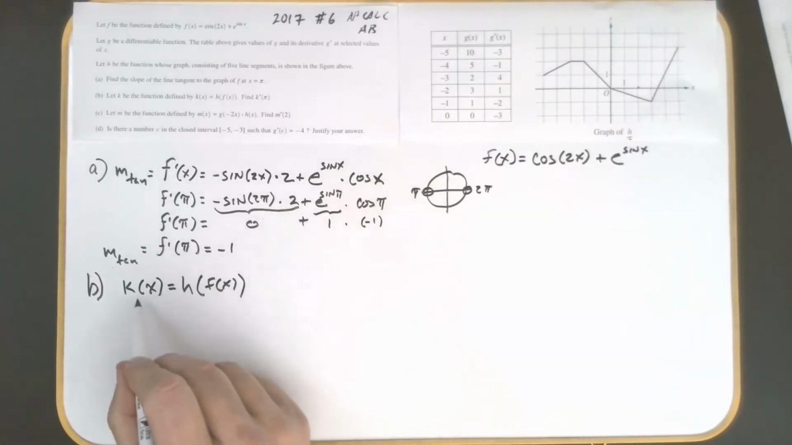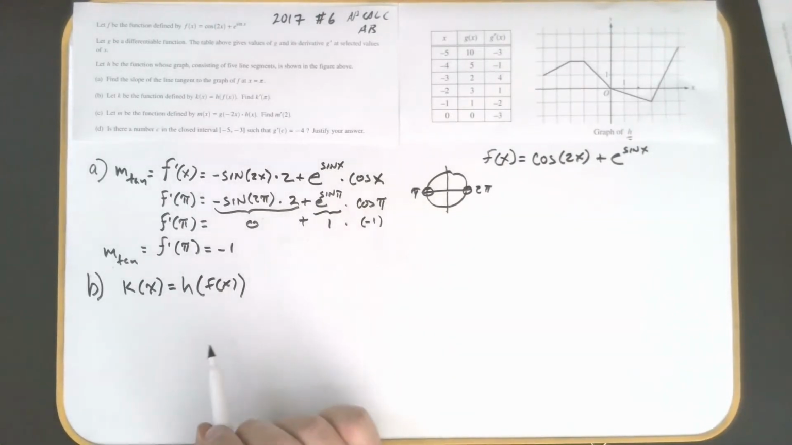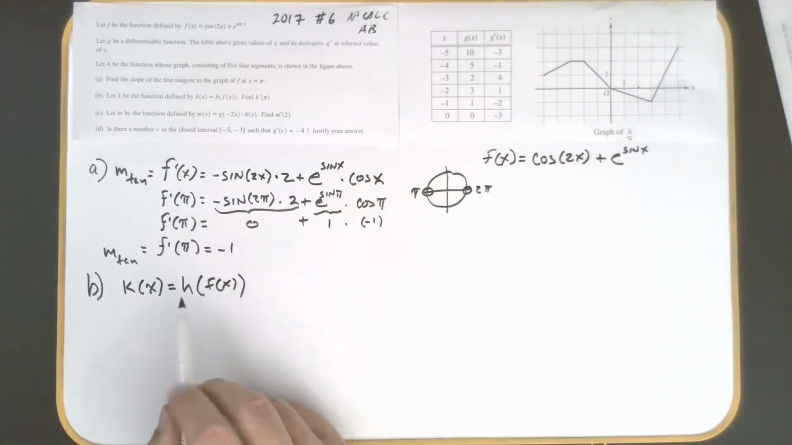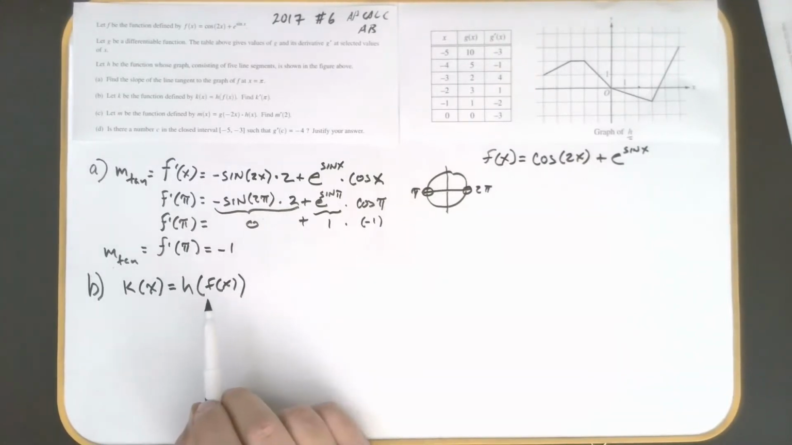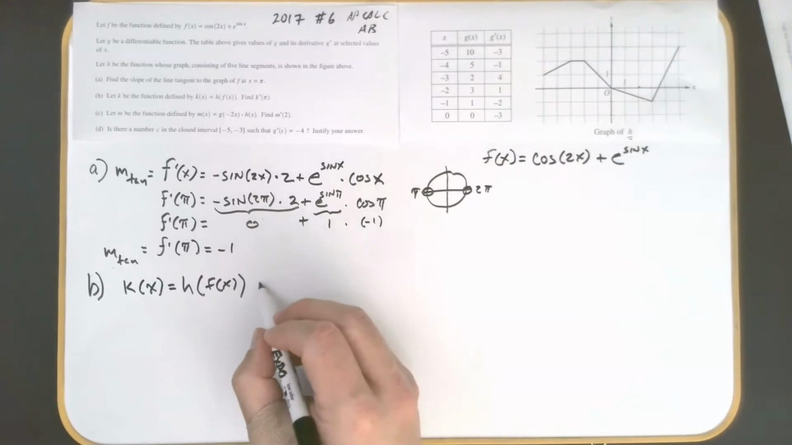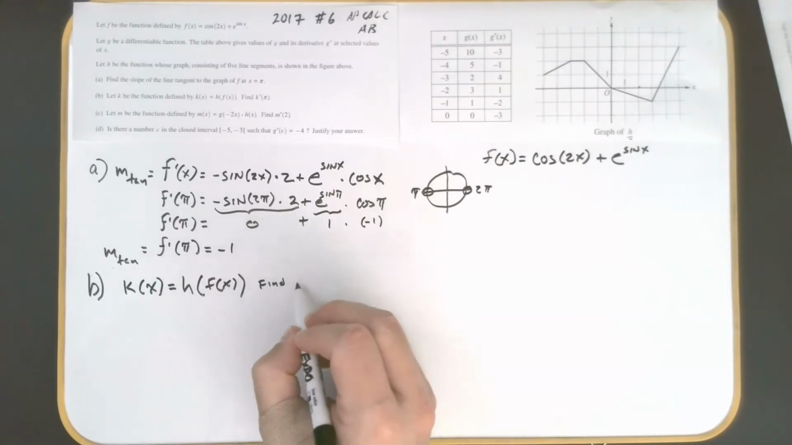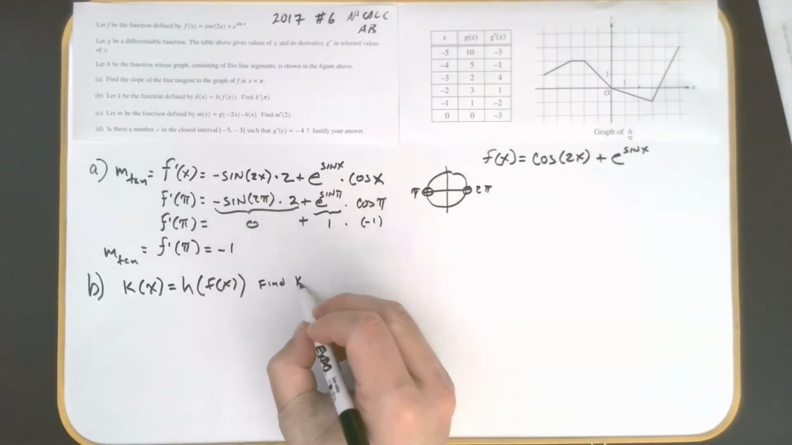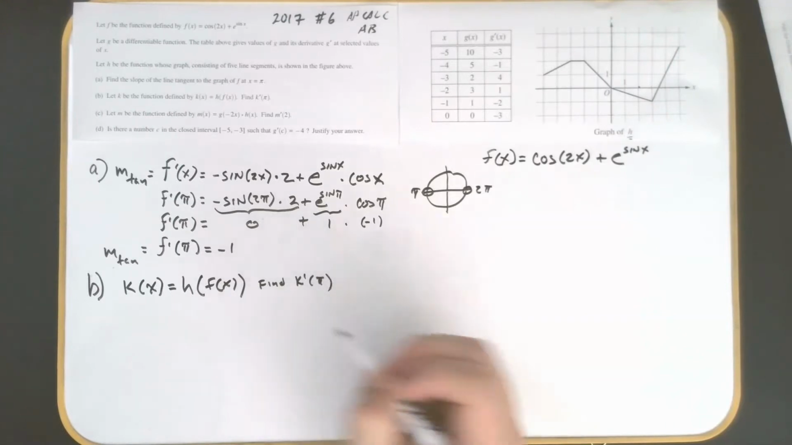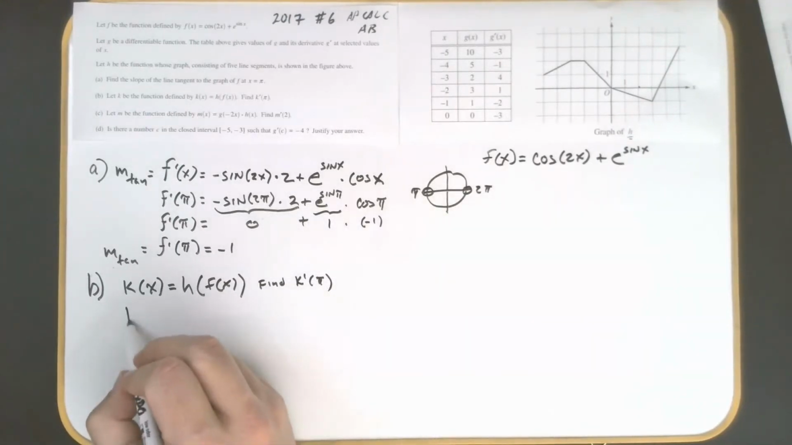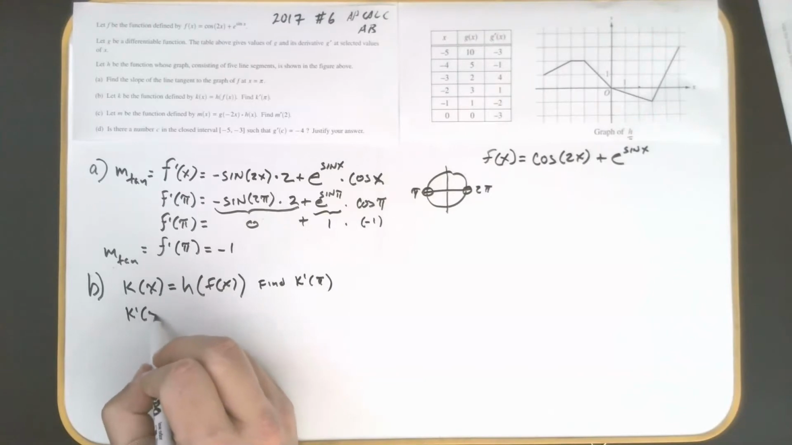And this is function composition, which you should have done in Algebra 2 and Pre-Calc, and this is actually a way of representing the chain rule. And what they're asking us to do is to find k prime of pi. That's what they want. So what we have to recognize here is that this is really just the chain rule.